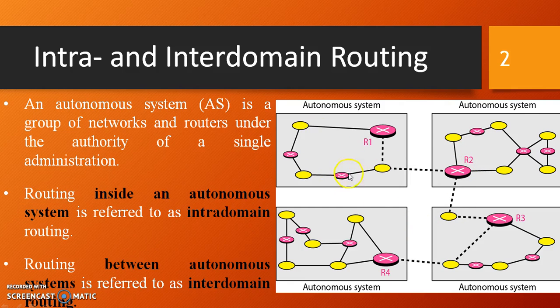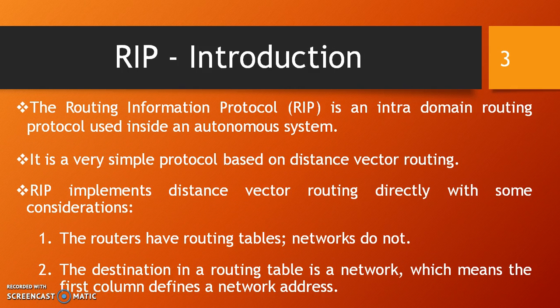Routing inside the autonomous system is referred to as intra-domain routing. Routing between the autonomous systems is referred to as inter-domain routing. Each autonomous system can choose one or more intra-domain routing protocols to handle routing inside the autonomous system.